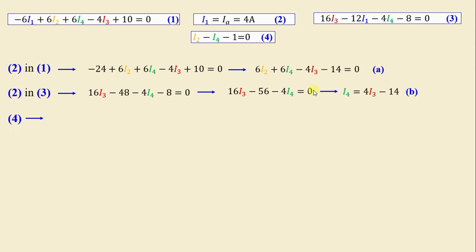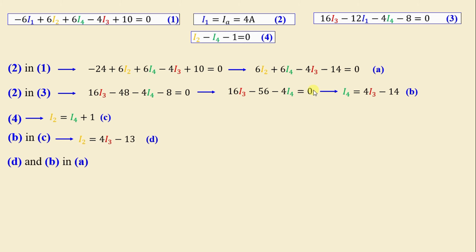From equation 4 we can write I2 is equal to I4 plus 1, and I will call this equation C. By substituting now equation B in C, we obtain I2 in terms of I3. I2 is equal to 4I3 minus 13, and I will call this equation D.